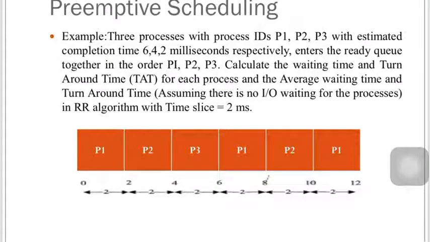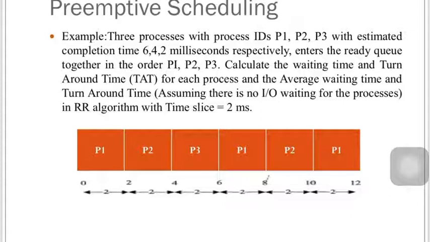There are three process IDs P1, P2, P3 with estimated completion times of 6, 4, 2 milliseconds respectively. So P1 takes 6 milliseconds, P2 takes 4 milliseconds, P3 takes 2 milliseconds. They enter the ready queue together in the order of P1, P2, P3. Calculate the waiting time and the turnaround time for each process and the average waiting time and turnaround time, assuming there is no IO waiting for the process, means all are waiting for CPU operations only, in the round robin algorithm with a time slice of 2 milliseconds.